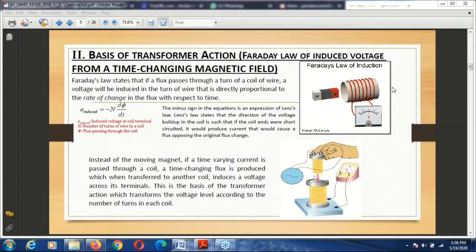When we come back, we are going to talk about transformer action. We are going to talk about generator action. Then we'll talk about the electric motor. Then any other thing that is not even inside these slides, I'm going to bring them and also talk about them. I believe that is clear to everybody.